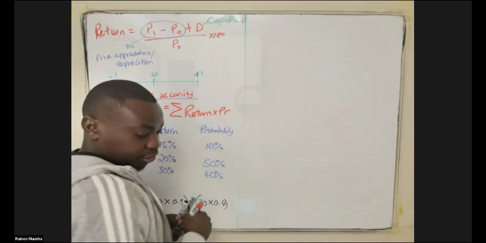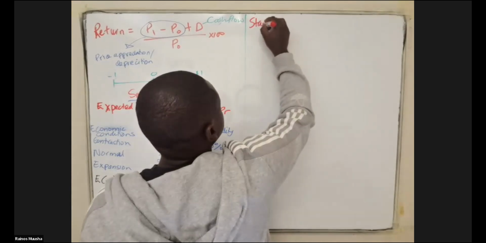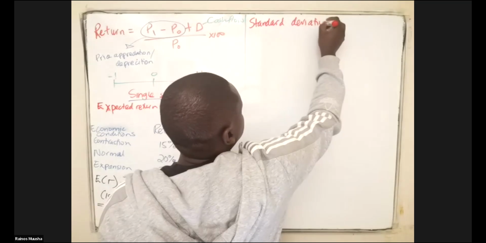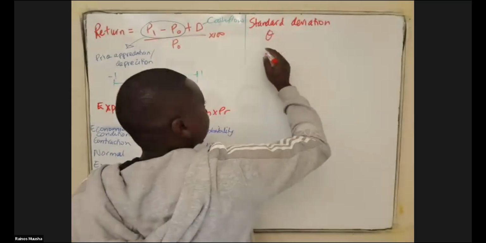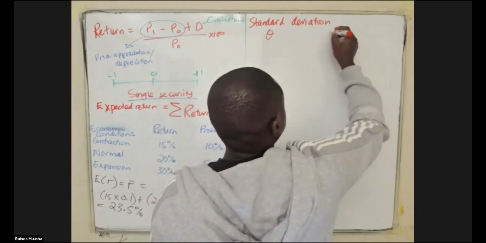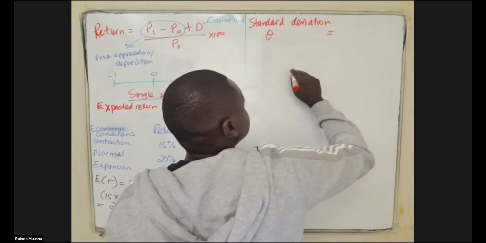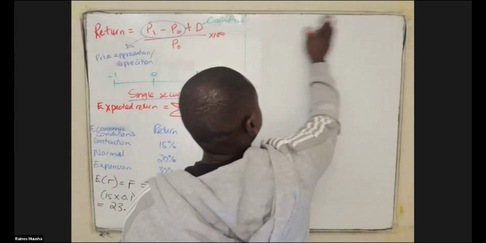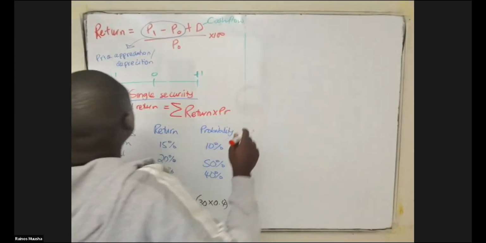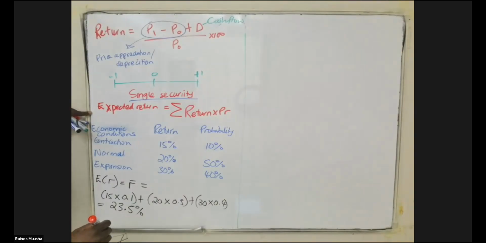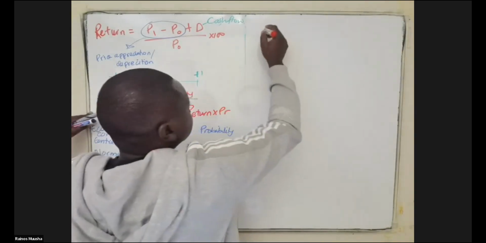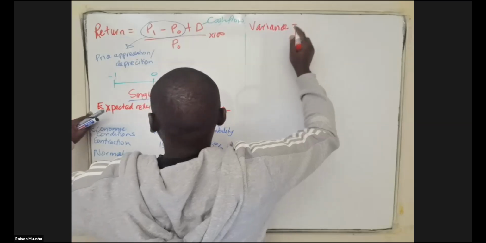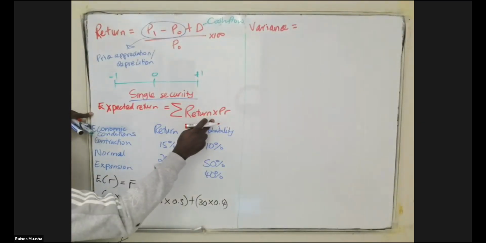And your standard deviation, which is given as the level of volatility, to get the standard deviation, step number 1, you need to calculate the expected return. Step number 2, you need to calculate the variance. So to calculate the standard deviation, step number 1, always calculate the expected return.